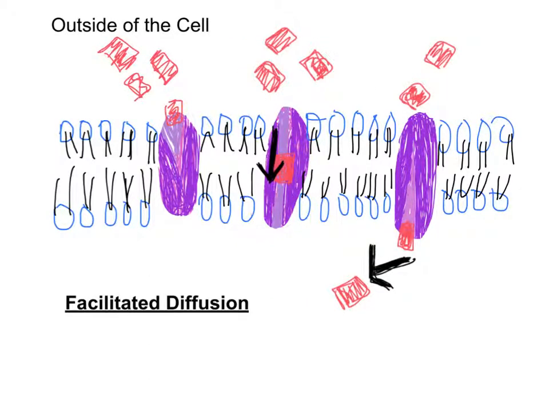Facilitated diffusion is the process of spontaneous passive transport, instead of active transport, of molecules or ions across a biological membrane through the integral proteins.